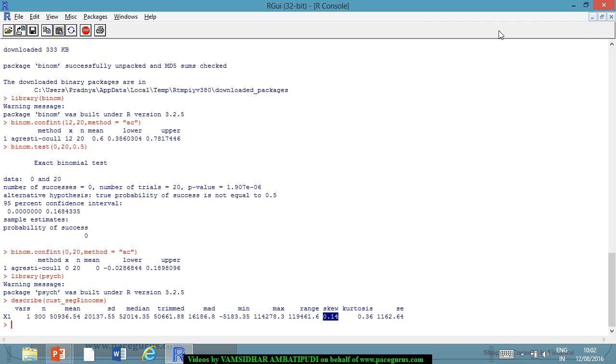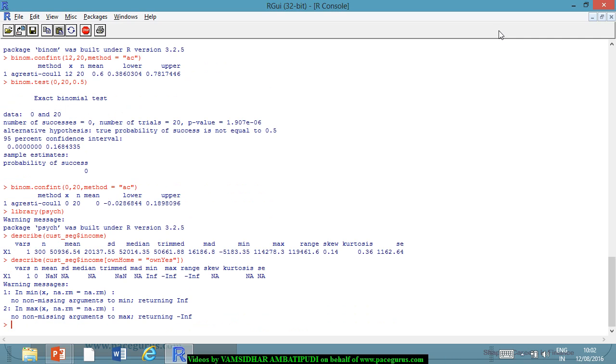But if I really want to see subgroup-wise also, not just the group as a whole, but within the income, I want to take a subset where I'm talking of people for whom own home is yes. Only for those people who own a home, I want to check the level of skewness. What has happened? There are a few NAs coming up. Why is it so? Let me check my data.